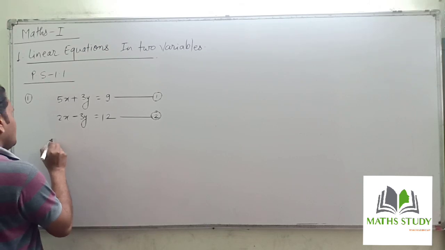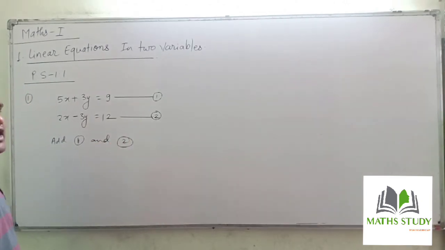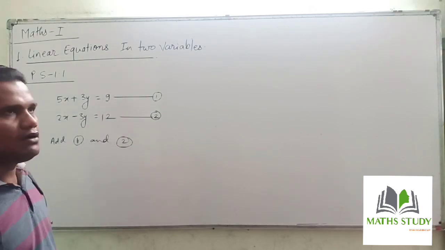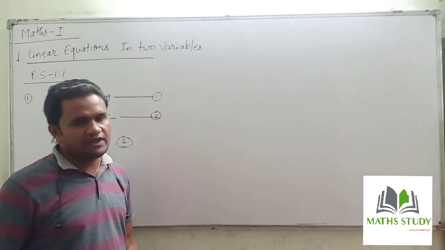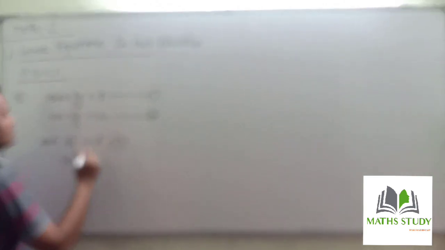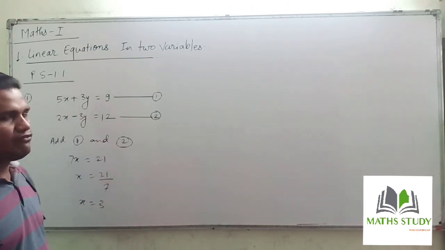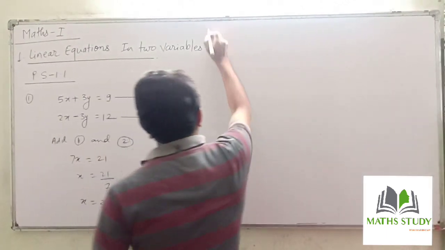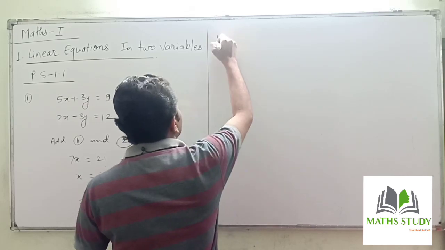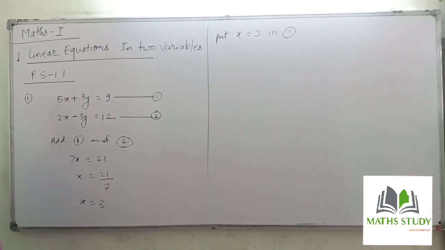After numbering them 1 and 2, we will add them. Add equation 1 and equation 2. Because if we see the equations, we will find that we have the same terms with opposite sign. As we have the same terms with opposite sign, if we add them they get neutralized, they get 0. And what will happen? 5 plus 2, 7x, and 9 plus 12, 21. In this way, x is equal to 21 by 7, x is equal to 3. So easy. Then, as we got the value of one variable, we have to substitute the same value in either of equations 1 or 2. We will put x is equal to 3 in equation 1.